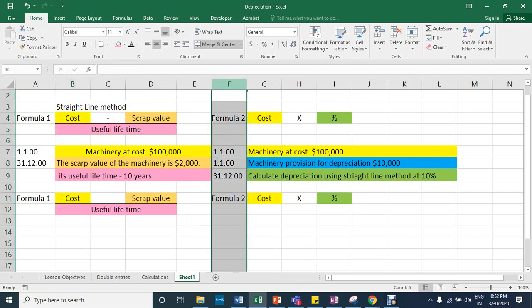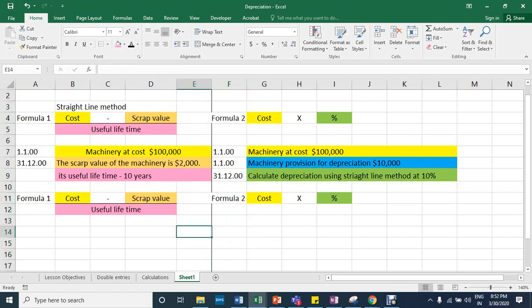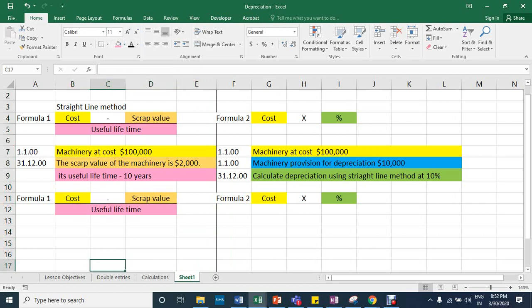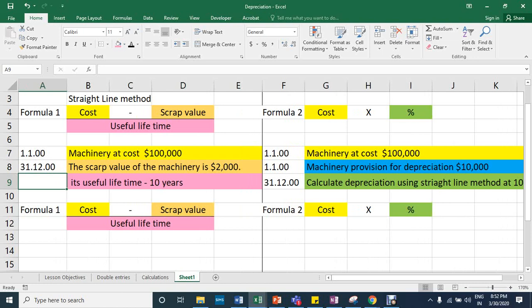Now it depends on the type of question whether to apply formula 1 or formula 2. Now let's look at an example where you might have to use the first formula. 1st of Jan 2000, machinery at cost 100,000. 31st 12 2000, machinery scrap value is 2000 and its useful lifetime 10 years. Now let's apply the formula.